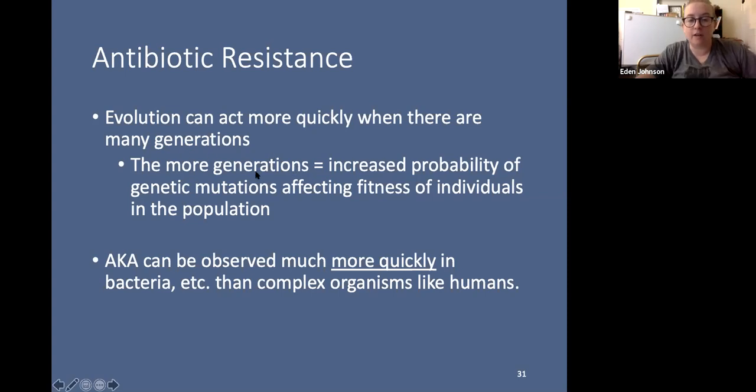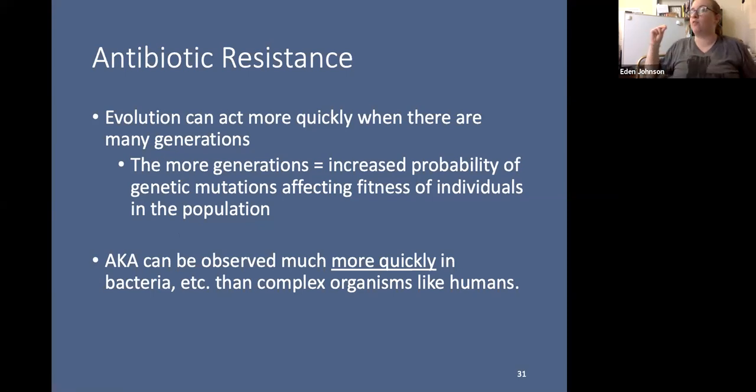So the more generations that you have, the more that they reproduce, because they don't need to find a mate, they don't need to copulate, they don't need to make sex cells, they don't need to do anything. They just need to bud off and make a new one. So the more generations you have, that means you have an increased probability of these random mutations that will affect the fitness of individuals in the population.